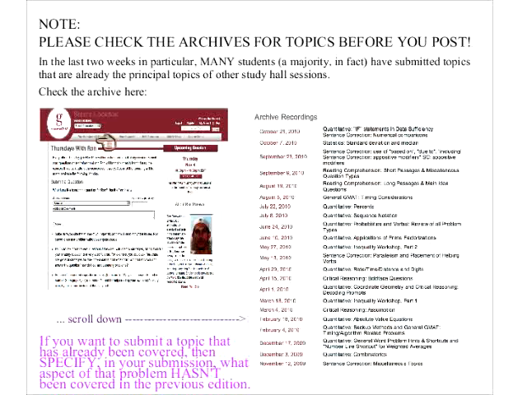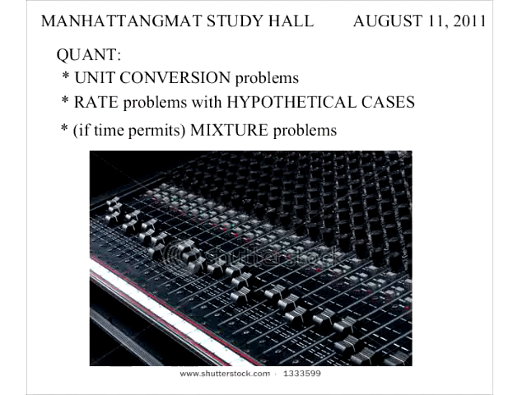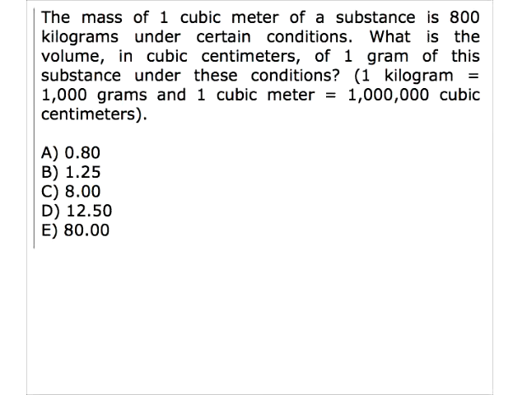Because again, we've had 40 sessions. So if you just submit a kind of random topic, the chance that we've covered it already is fairly high. So please look through the archives. And if you find the topic you're asking about, then of course watch the session. And if there's something that's not in there that you would like to see, some angle that you haven't seen in the session, then by all means you can submit. All right, so again, today's topics are the following: unit conversion problems, hypothetical case rate problems, and mixture problems. So let's go ahead and get cracking on that.